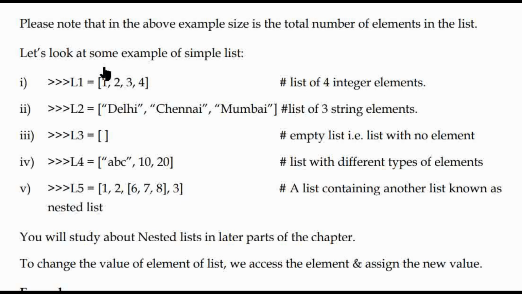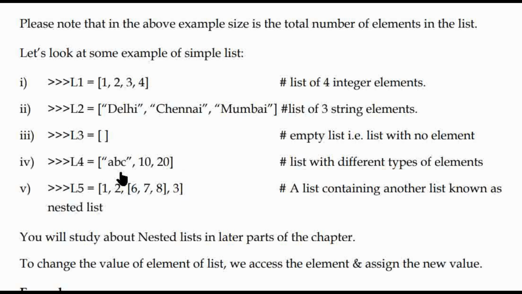Let's look at some examples of simple lists. L1 = [1, 2, 3, 4] has a list of 4 integer elements. L2 = [Delhi, Chennai, Mumbai] is a list of 3 string elements. L3 is equal to square brackets, an empty list, that is, a list with no element.